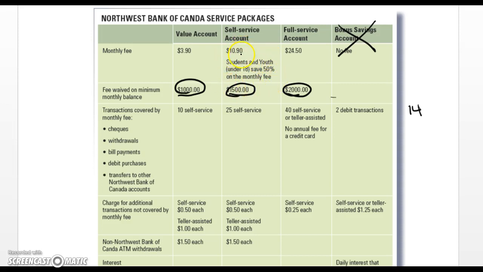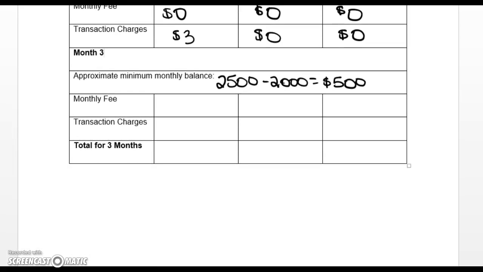and this one here actually has the little condition that as long as she's a student, she would receive 50% off. So she'd get 50% off this $10.90. And then for the third account, she'd have $24.50. So let's fill in those values. Our first one here was $3.90. The second one was half of $10.90. She received 50% off, meaning we can multiply by 0.5. That would give us $5.45. And then the third account was $24.50.